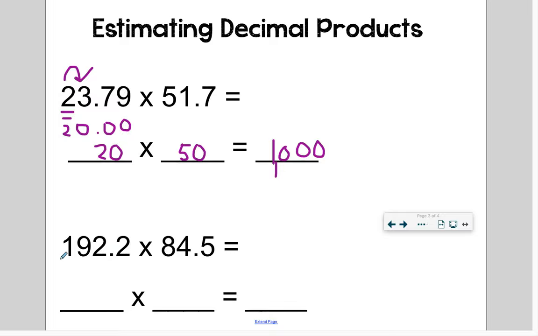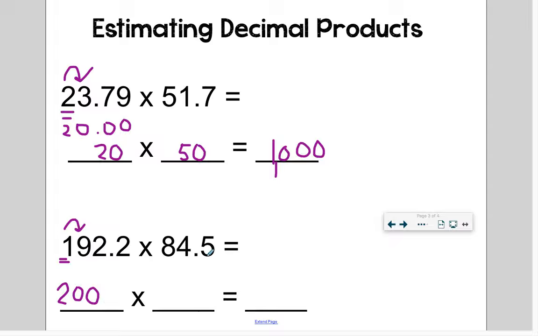192 and 2/10. Our 1 is in our hundreds spot, so our answer is going to round to the nearest hundred, or our highest place value. 5 or more, raise the score of the 1, it becomes a 2. And everything to the right becomes a 0. Again, I'm just going to stop at that decimal point because 200.0 is the same as 200, they're equivalent.